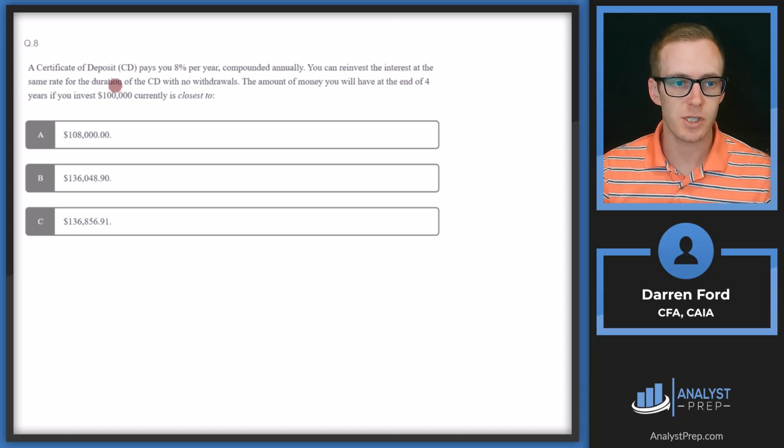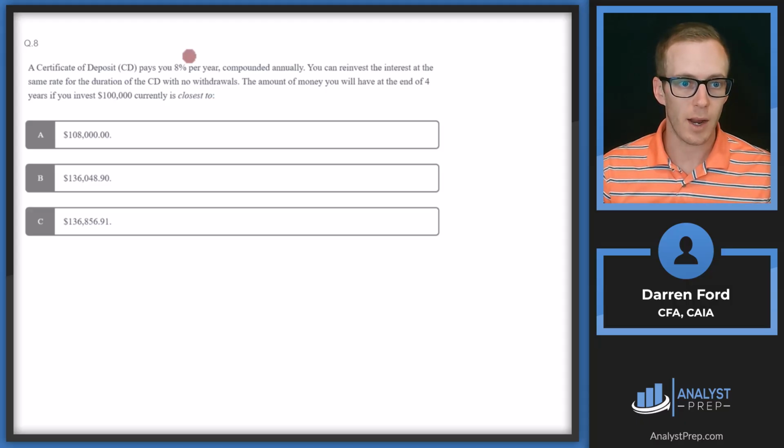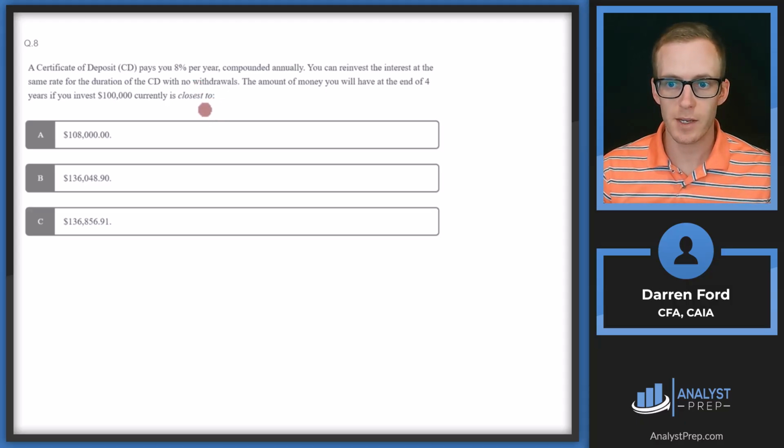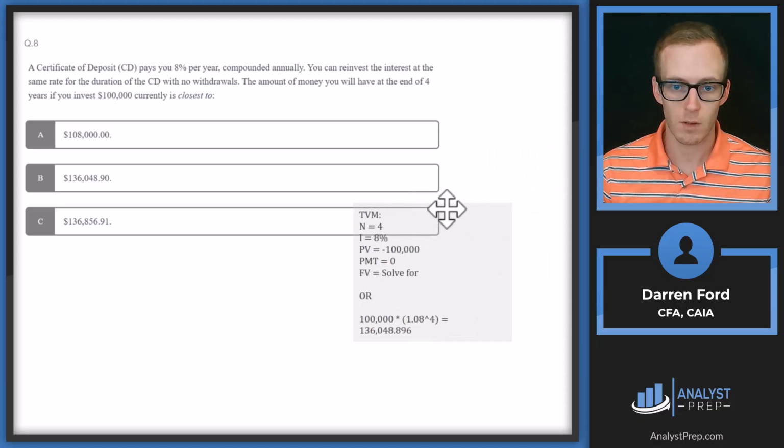A certificate of deposit pays you 8% per year, compounded annually. You can reinvest the interest at the same rate for the duration of the CD with no withdrawals. The amount of money you will have at the end of 4 years if you invest $100,000 currently is closest to. All right, so there's 2 ways that we can solve this. Let me bring this over.